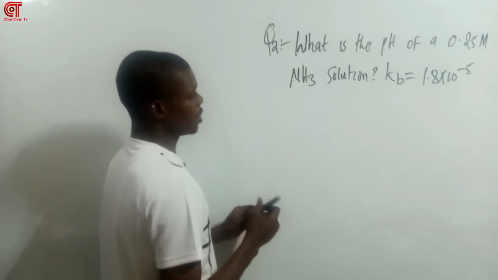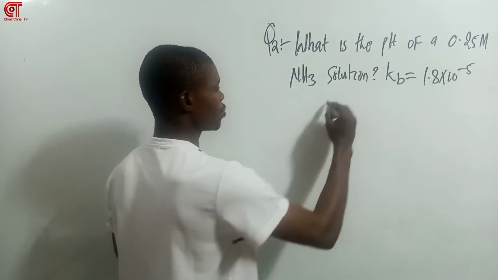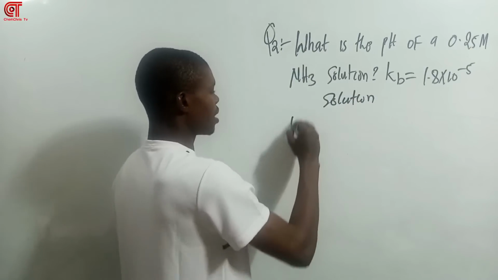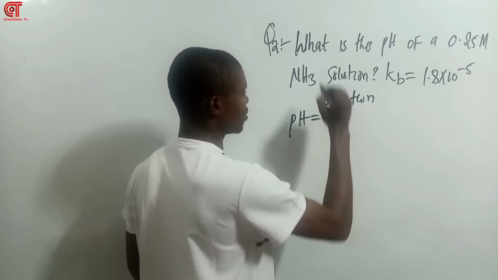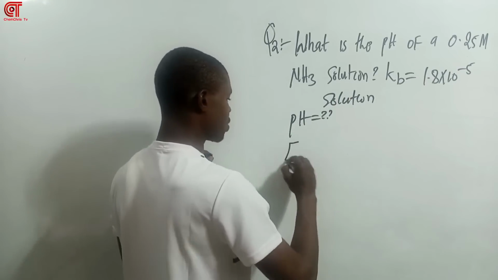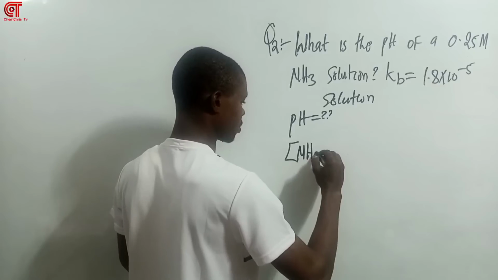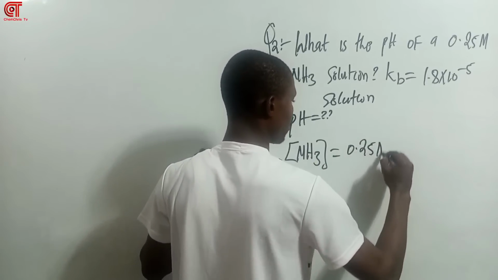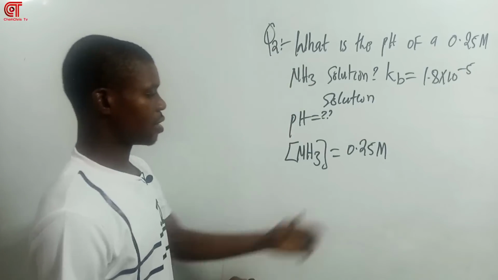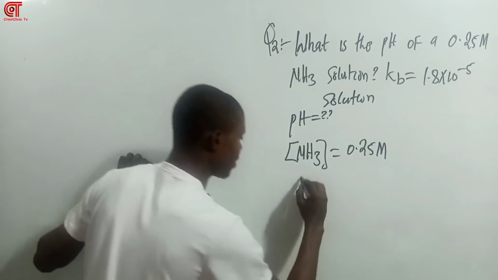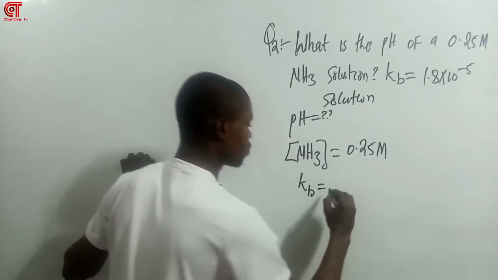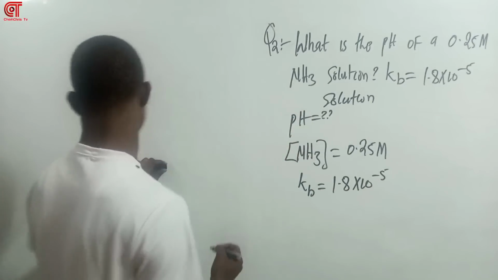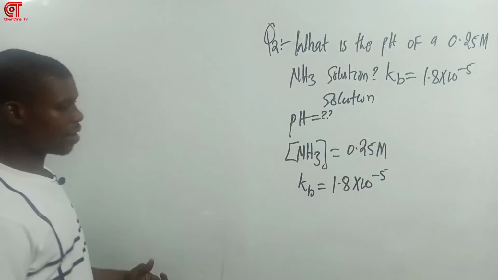To calculate this, we use our simple formula. So let's add the parameters here. Now they are asking us to find the pH, right? They gave us the concentration of NH3, which is 0.25 molarity. Then our Kb was given to us as 1.8 exponential minus 5. So you're going to use that simple formula I've given to you.